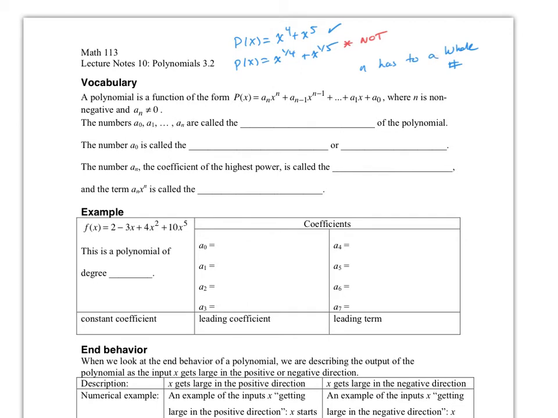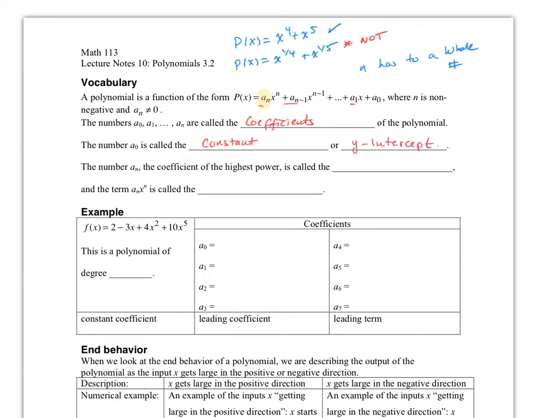And then the numbers in front, which are these ones, are called coefficients. Okay. A0 is the only one that doesn't have an x associated with it. So that one is called the constant. So that's the constant term, or also the y-intercept.